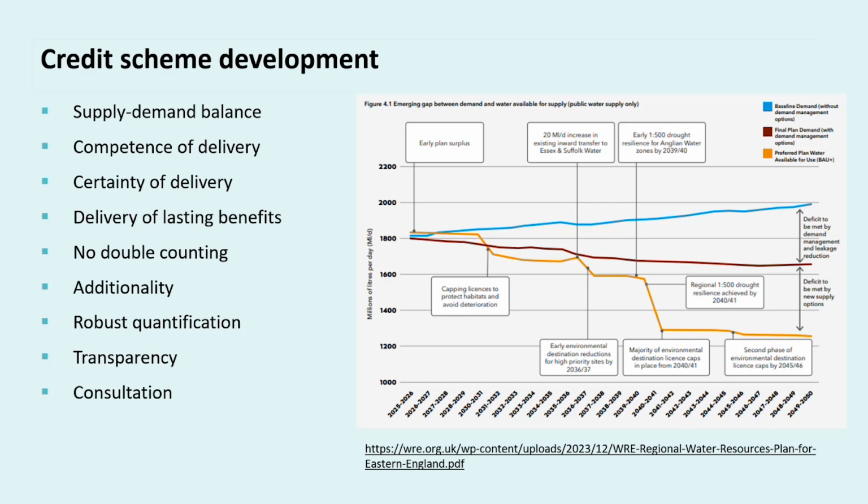The image shows an example supply-demand balance from the Water Resources East Regional Water Resources Plan for Eastern England. And the blue line shows demand growing throughout the plan period, while the orange line shows the declining availability of water as abstraction licence caps are introduced. And the gap between the two is the supply-demand deficit that must be plugged.